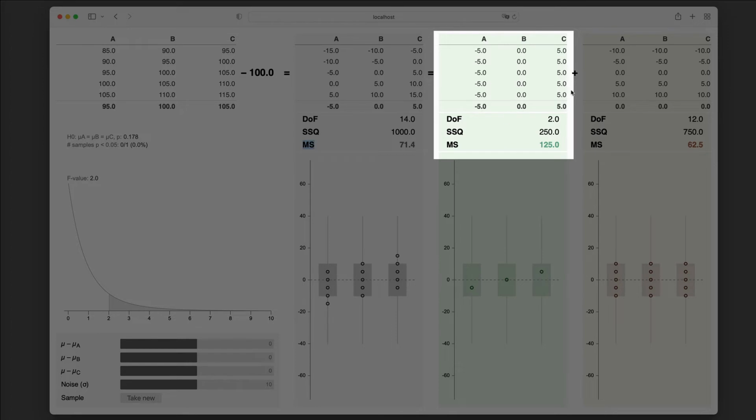It's a sum of squared values here. And then you remember that variance, it's a sum of squared values divided by degrees of freedom. So we simply take 250 divided by 2, and that gives us 125.